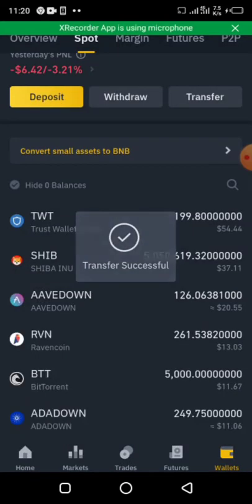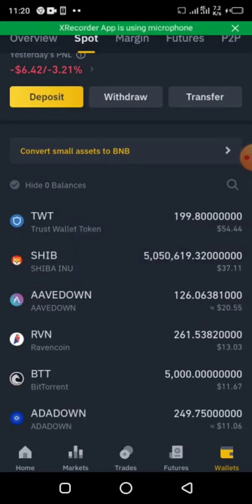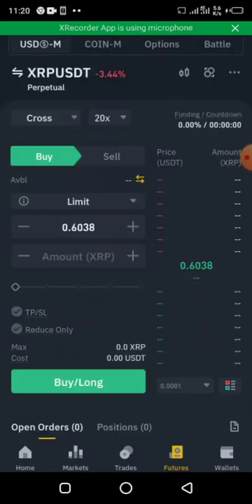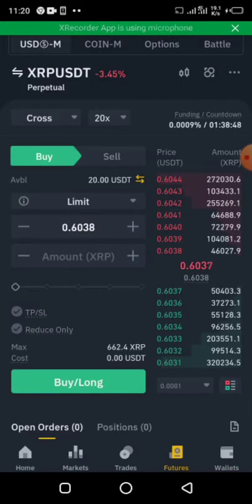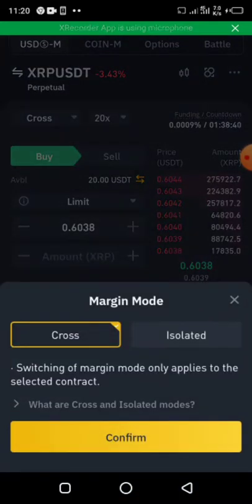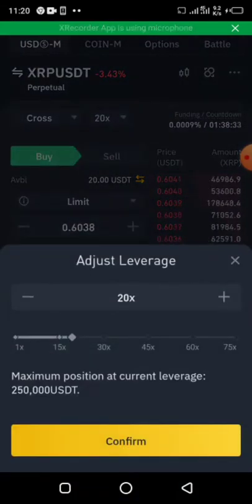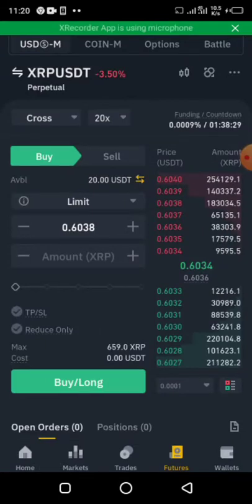If you check my spot wallet now, you won't see the USDT here again. I believe we can see the USDT is no longer here. Once I click on this futures, you will see that it is now showing my available balance, which is 20 USDT. As I was saying, I've already explained what we mean by cross margin and isolated margin, and what we mean by the leverage 20x, 30x, 40x, 50x, or 70x, in our last video.